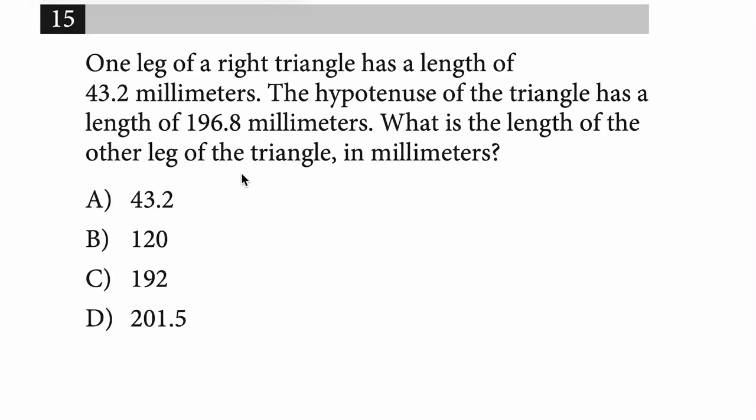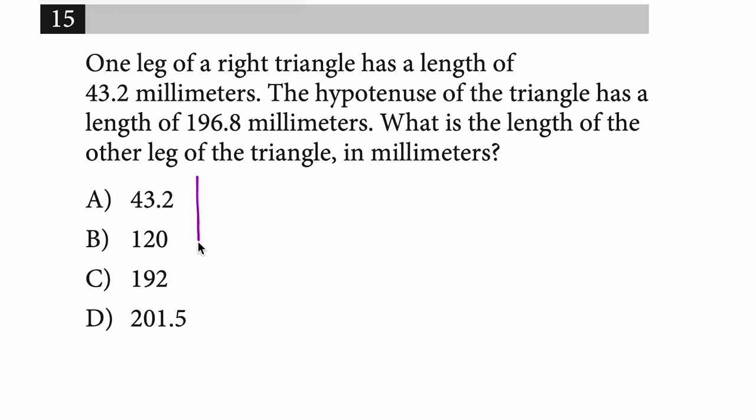Question number 15. One leg of a right triangle has a length of 43.2 millimeters. The hypotenuse of the triangle has a length of 196.8 millimeters. What is the length of the other leg of the triangle in millimeters?